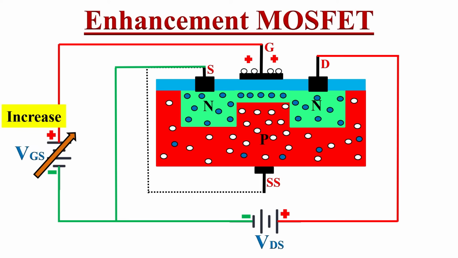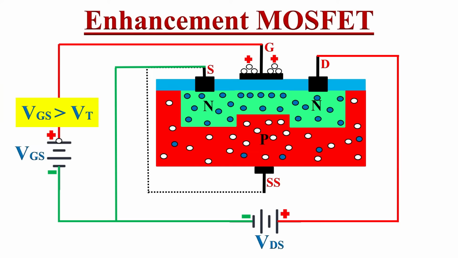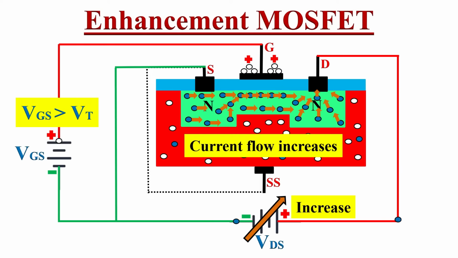As we increase the voltage VGS, or whenever VGS is greater than VT, more positive voltage will develop at the gate terminal. It will ultimately increase the width of the inversion layer in the substrate. Now, if we increase the drain to source voltage VDS, then more free electrons can easily move from source to drain because of the increased channel width of the inversion layer, and in this way current flow increases in the MOSFET.